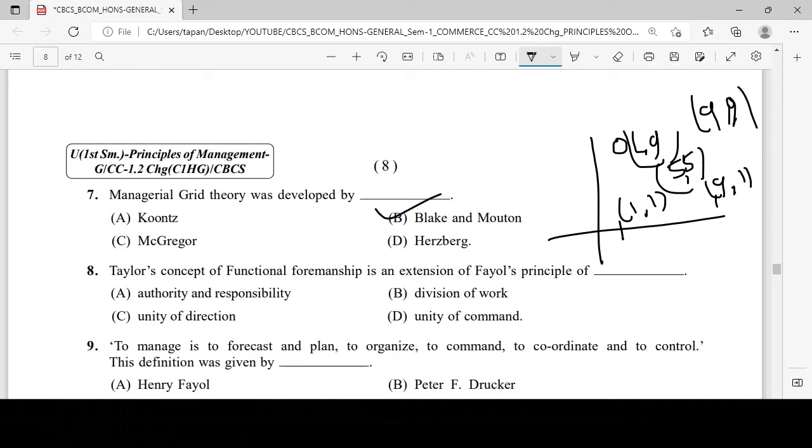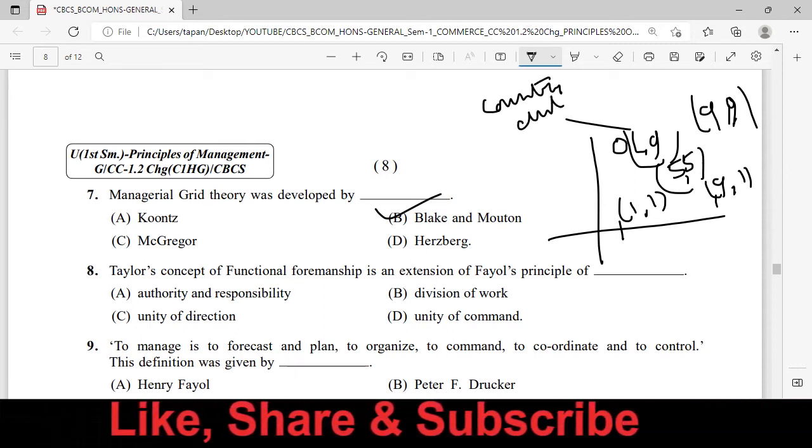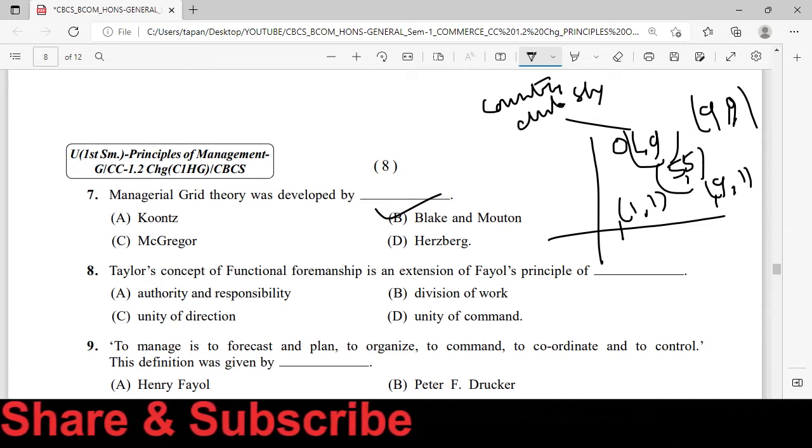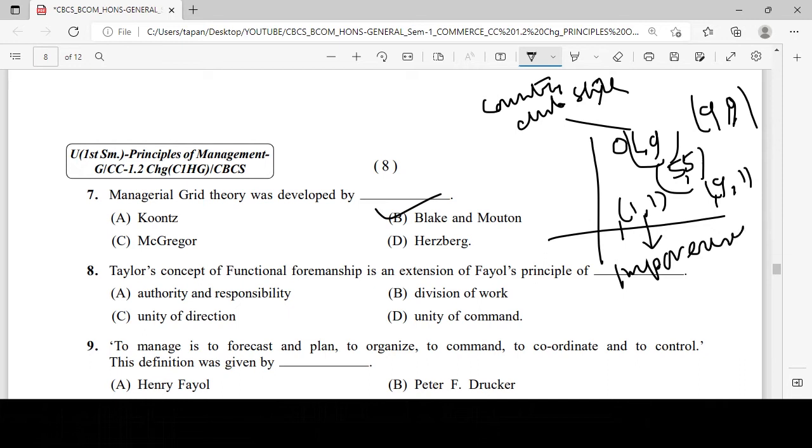The 5 parts are here. 1, 9 is called country club style. Mind it, country club style. And the 1, 1 style is called impoverished style. Impoverished style.